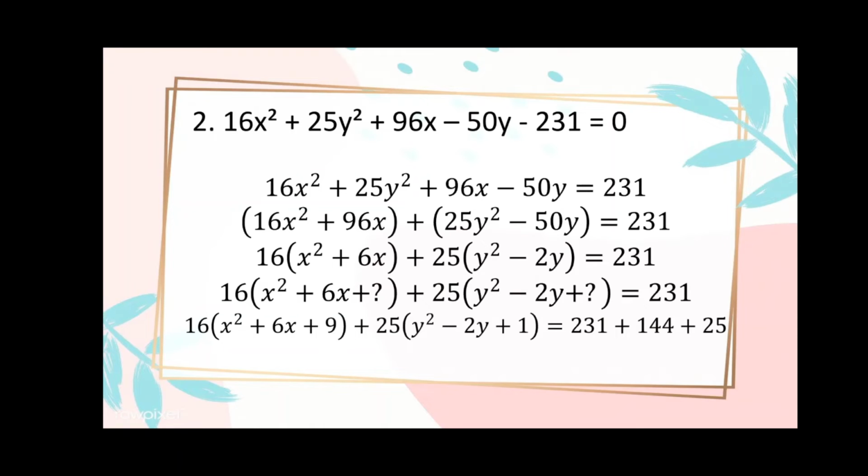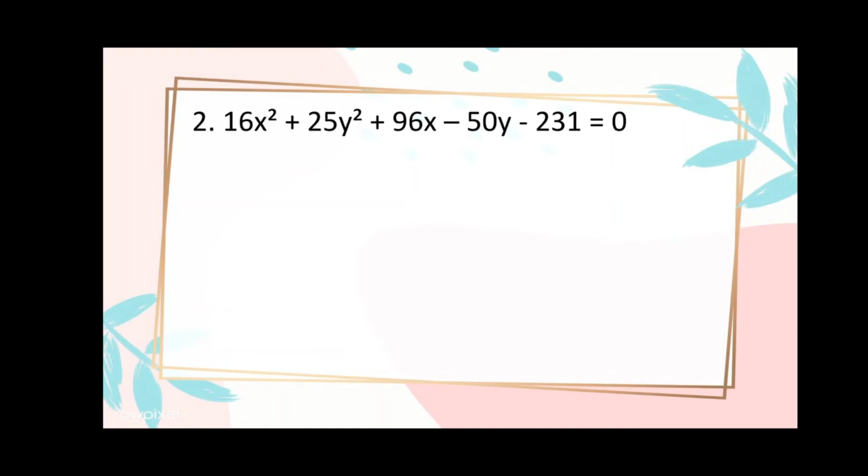So next, we need to add, of course, the last term that we get on the trinomial to the right side of the equation. So instead of adding 9 and 1, we need to multiply 9 by 16 and 1 by 25. So we get 144 and 25. So we have 231 plus 144 plus 25. By simplifying, we now have 16 multiplied by x plus 3 quantity squared plus 25 multiplied by y minus 1 quantity squared is equal to 400.